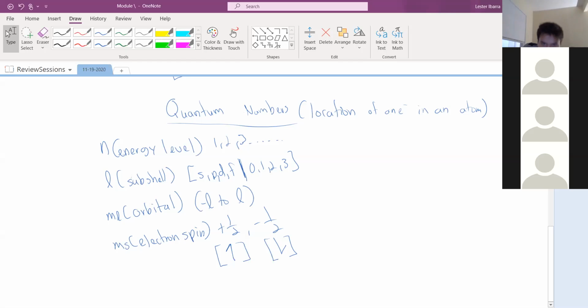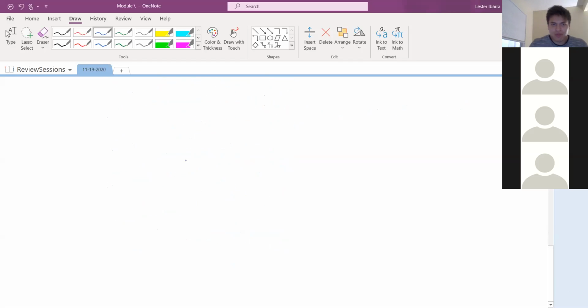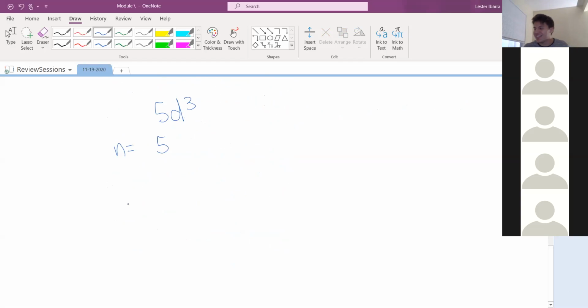There you go. So now we established that. Let's do a few examples. Let's do 5D3. What would be my first value? 5. How do we know it's 5? It's the energy level, the number in front of the letter. What about L? What would that be?